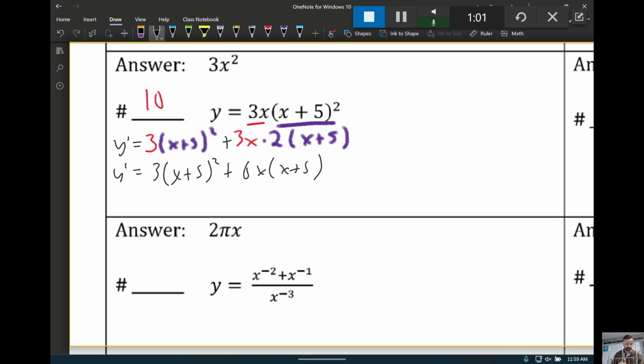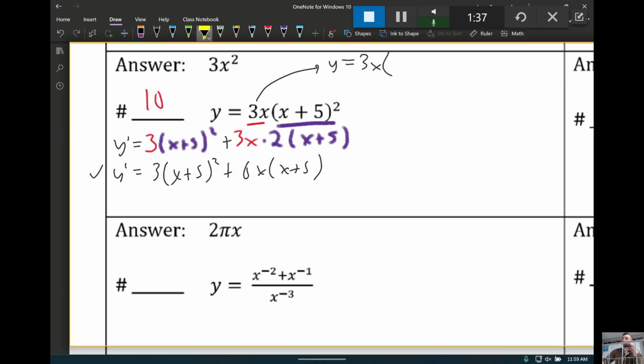Now that probably doesn't look like any of the answers, but that's because you could FOIL this, you could distribute the 3, you could distribute the 6x, you could combine like terms. You know what I'm saying? So I did the calculus, and the calculus is correct. But just because you can do the product rule doesn't mean the product rule is what's easiest. 99% of the time, if you can make this look different with algebra or factoring or fractions or exponents or anything like that, you tend to want to do that before the calculus.